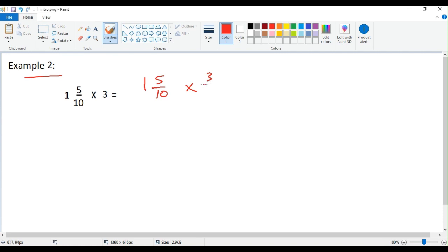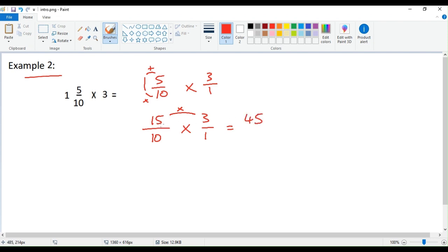1 and 5 tenths, 3. To change that, I put it over 1. This mixed number, 10 times 1, and then add that to the 5. 10 times 1 is 10, plus 5 is 15. That's my numerator. The denominator stays the same, tenths. I now multiply that by the 3 over the 1. Multiply the numerator by the numerator. 15 times 3 is 45.